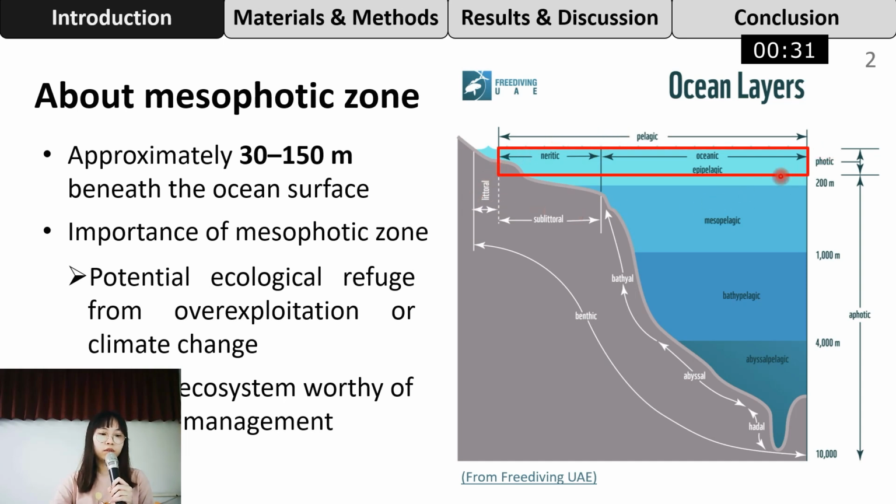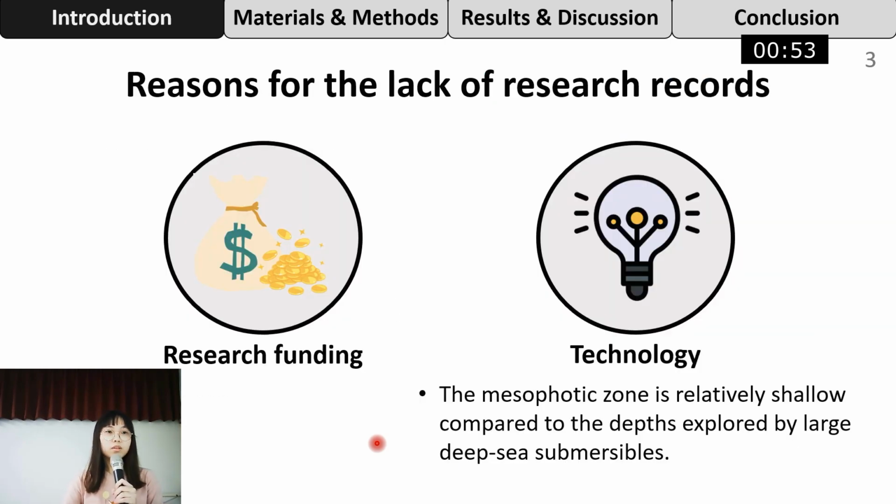bars in this image. Why do we need to know about the mesophotic zone? The importance of the mesophotic zone can be summarized in these two reasons below. It can serve as a potential ecological refuge from overexploitation or climate change, and represent a unique ecosystem worthy of focused management. Due to the limitations in research funding and technology, our understanding of the mesophotic zone is limited. The mesophotic zone is relatively shallow compared to the depths explored by large deep-sea submersibles.